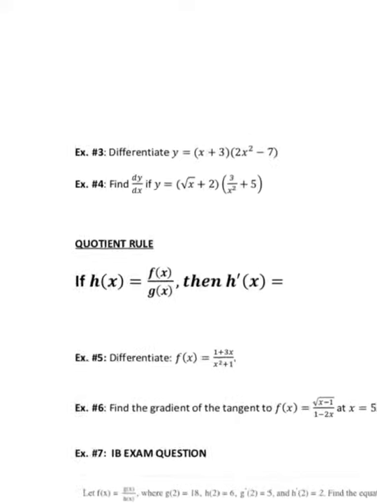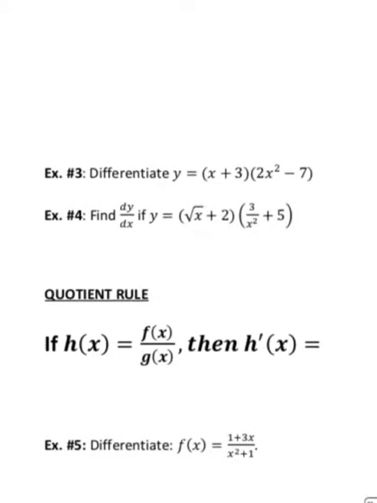Let me zoom out. You've got a product of x plus 3, that quantity, and the other quantity 2x squared minus 7. We want to find the derivative, so we're going to do the product rule. First times the derivative of the second. So that means dy over dx is equal to first is x plus 3, times the derivative of the second. The second is 2x squared minus 7, right? So the derivative of that is 4x.